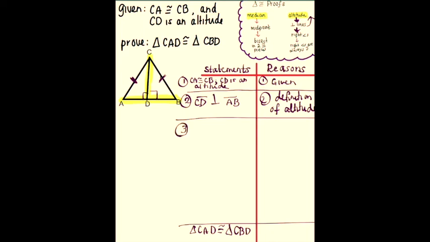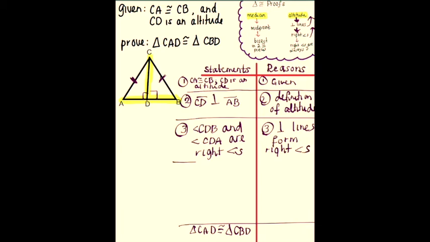So I'm able to say angle CDB and angle CDA are right angles. And the reason I'm able to say that, you guessed it, perpendicular lines form right angles.